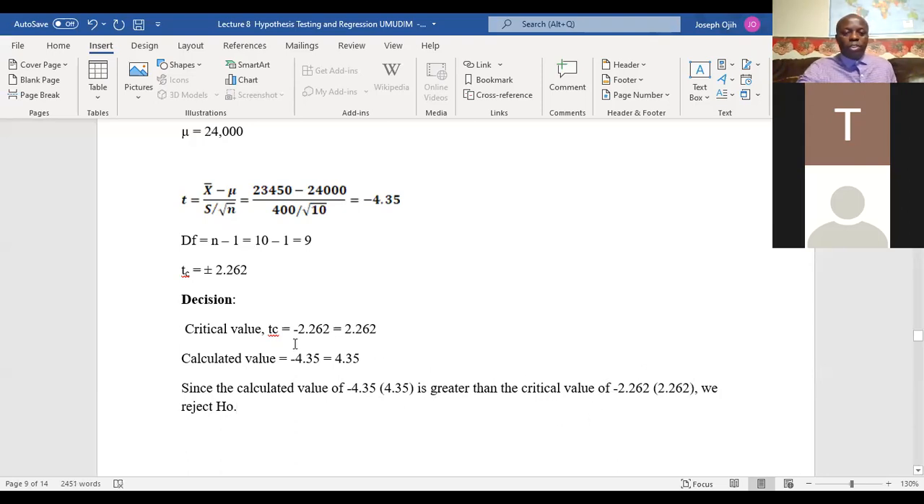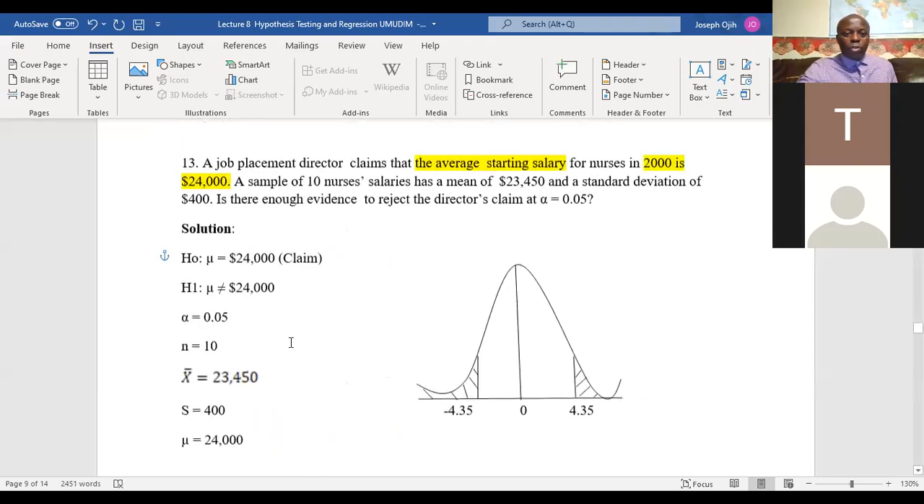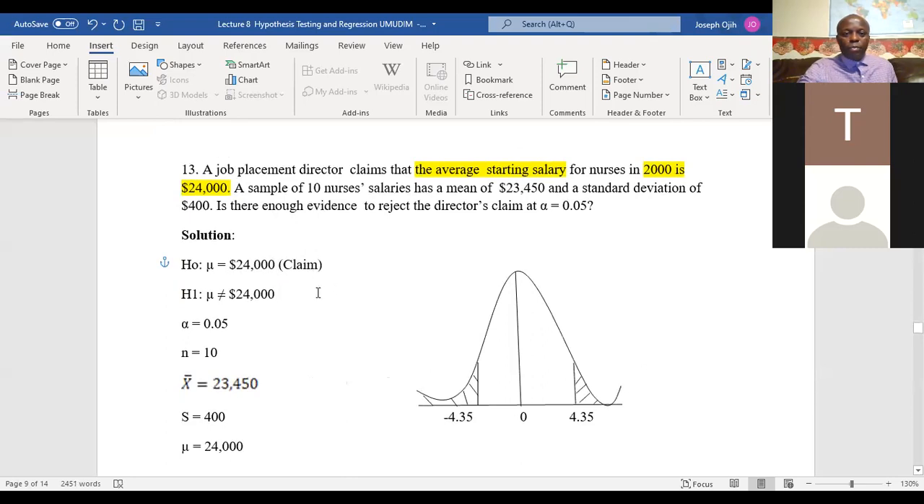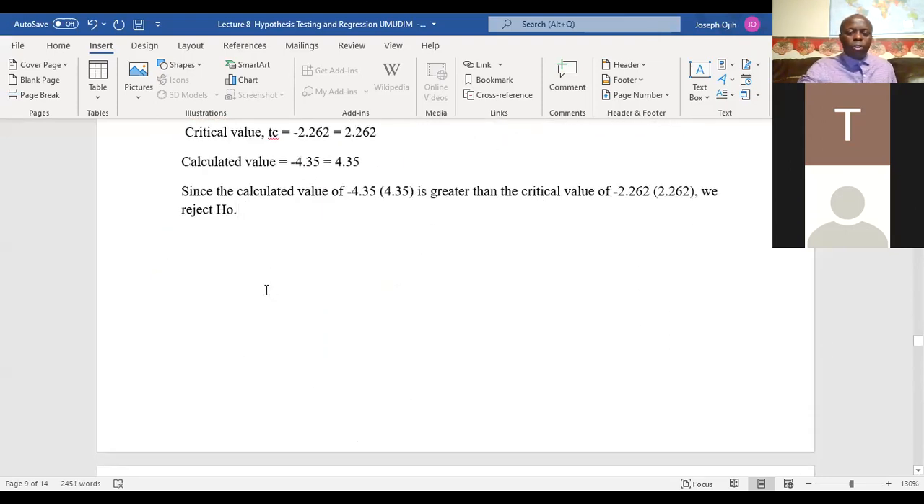See, we reject the null hypothesis. So that means we are rejecting the claim, which means that the claim is not correct. There is not sufficient evidence to support the claim. So our conclusion now becomes: there is insufficient evidence to support the claim.